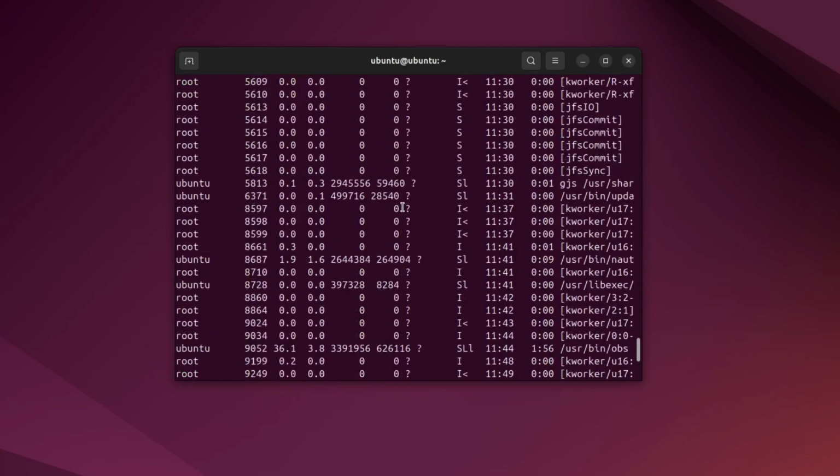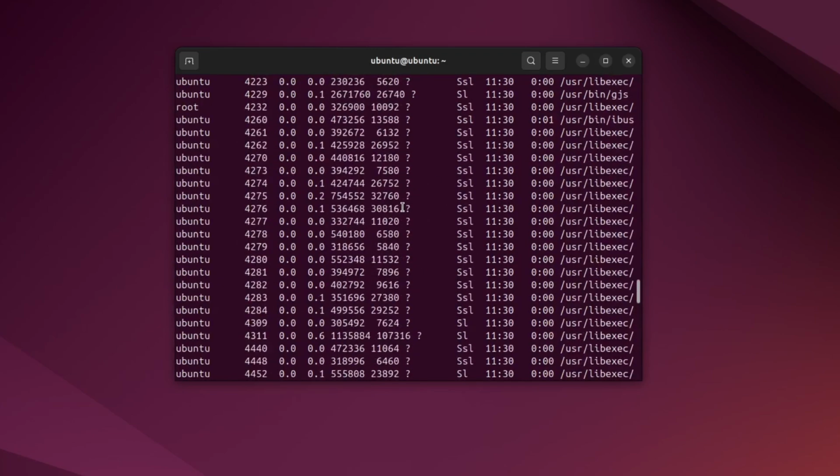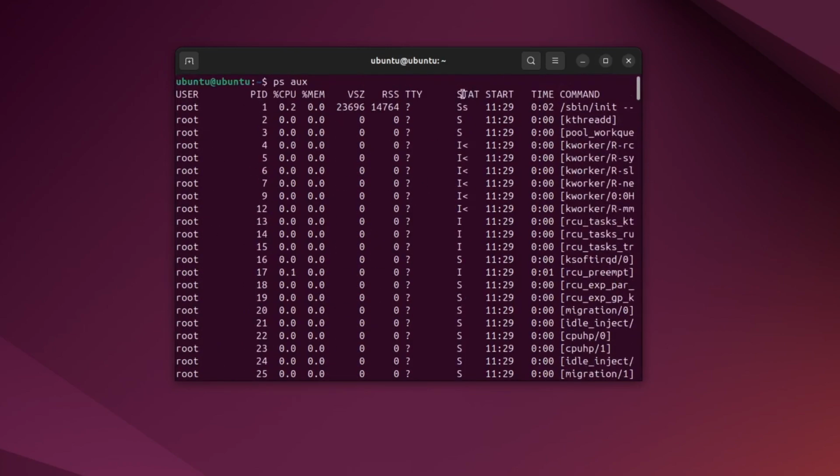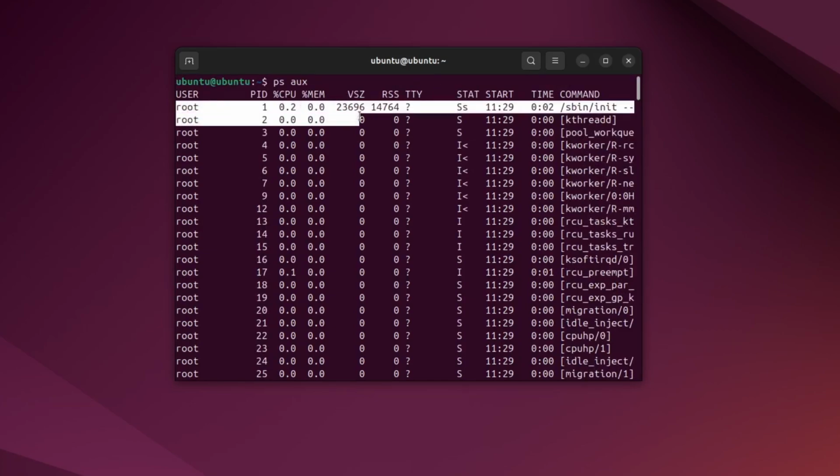One of the columns in the output is called stat. That column shows the status of each process using short codes made of letters. Let's take one line from the output as an example. You might see something like this. In this example, the stat column value is Ss.